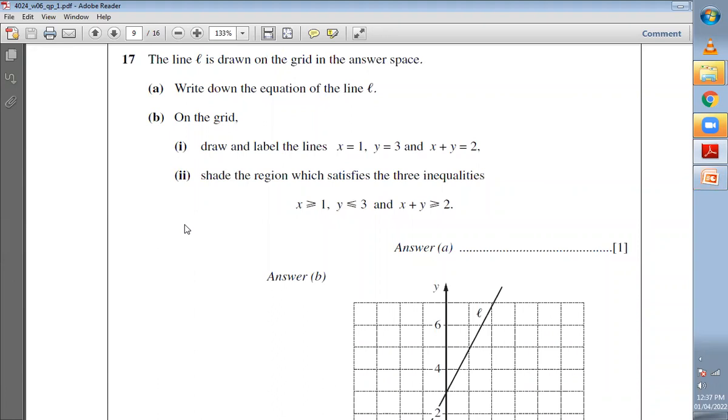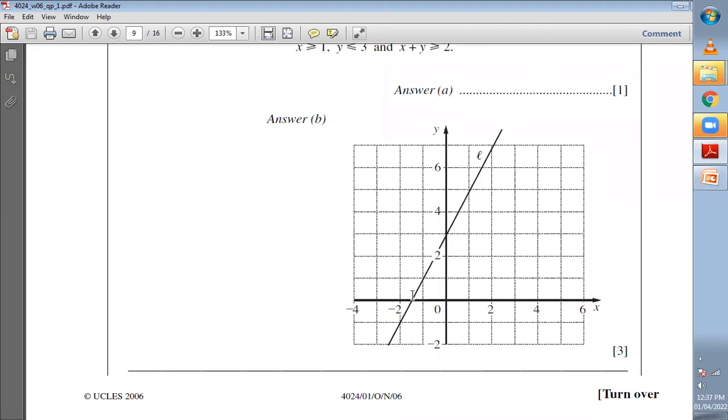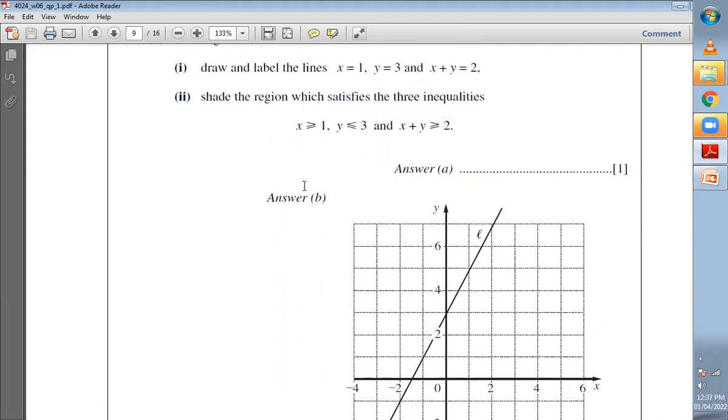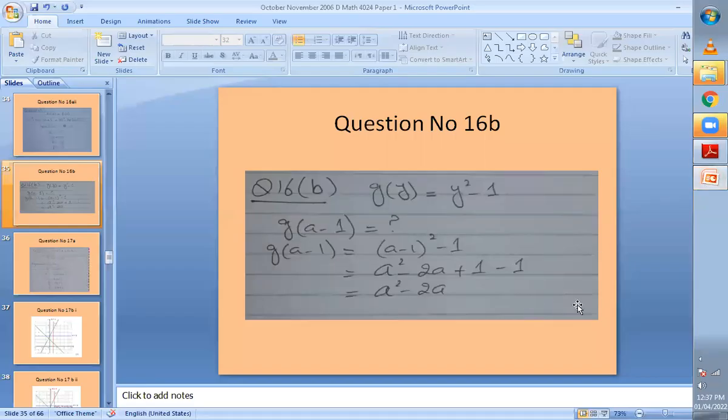The line L is drawn on the grid in the answer space. Write down the equation of this line. Okay. You can see here is a line drawn. So I want to find the equation of this line. So I can take any 2 points here. For example, I take this point, its coordinates are minus 2, comma, minus 1. And I can take this point, it says 0, comma, 3. And by using these 2 points, I will be able to find the equation of the line L. Very simple. It's a question of coordinate geometry.